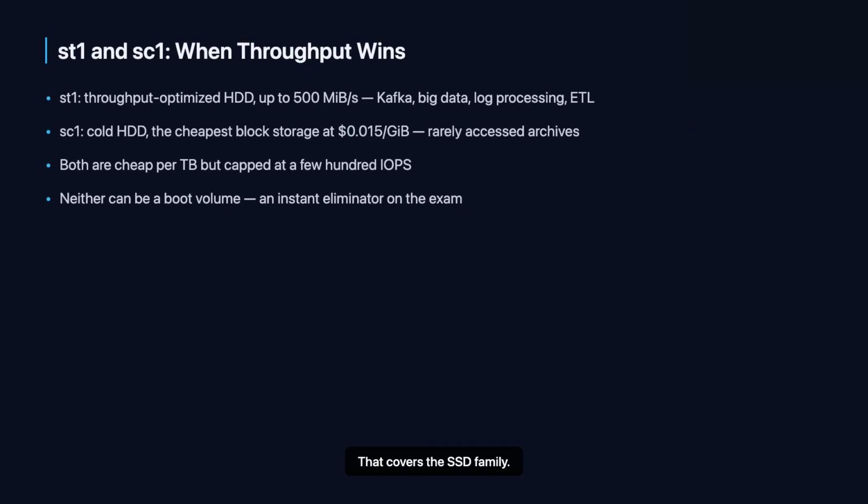That covers the SSD family. Now the HDD family, for when throughput matters more than IOPS. ST1 is throughput optimized, reaching up to 500 megabytes per second, perfect for Kafka log streaming, big data, log processing, and ETL, where you read and write large files sequentially.